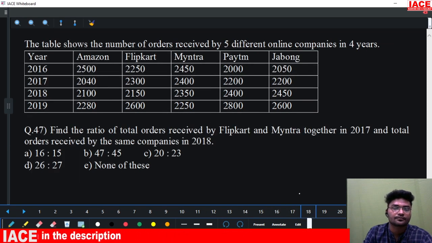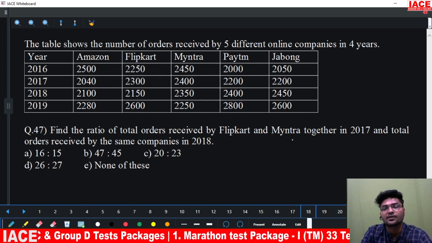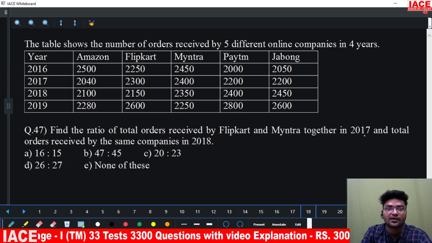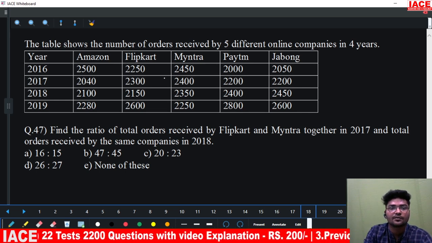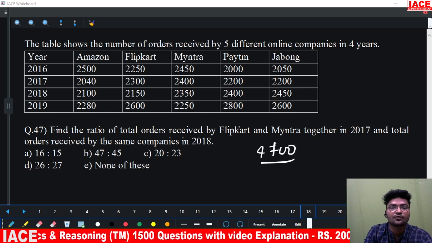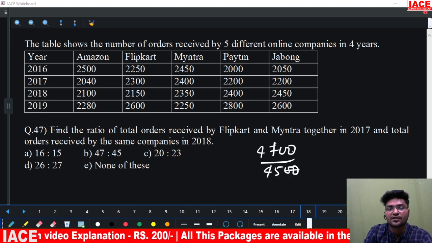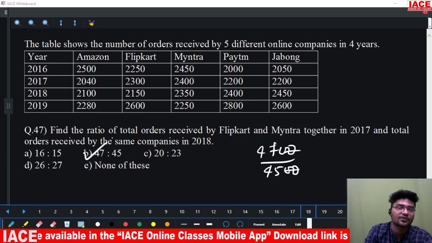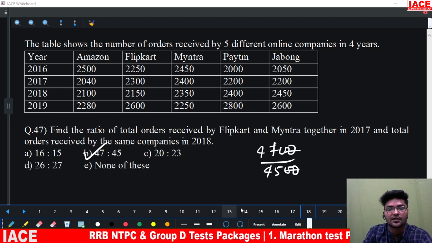Next question. Find the ratio of total orders received by Flipkart and Myntra together in 2017 and total orders received by the same companies in 2018. So we are talking about Flipkart and Myntra 2017. This is 4700, divided by 2018, again 350, 150. This is 500. So we have 4500. As soon as we see 4700, we can directly say option B is the correct answer because 47 is a prime number, it cannot be further cancelled. So 47 is to 45. Option B is our correct answer.